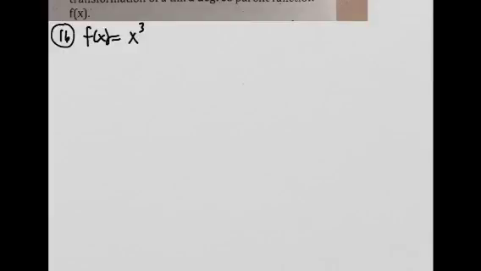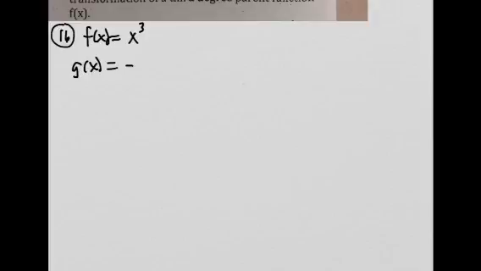2 units left and 4 units down. So g of x, the reflection across the x-axis means that in front of the function we're going to put a negative, okay?